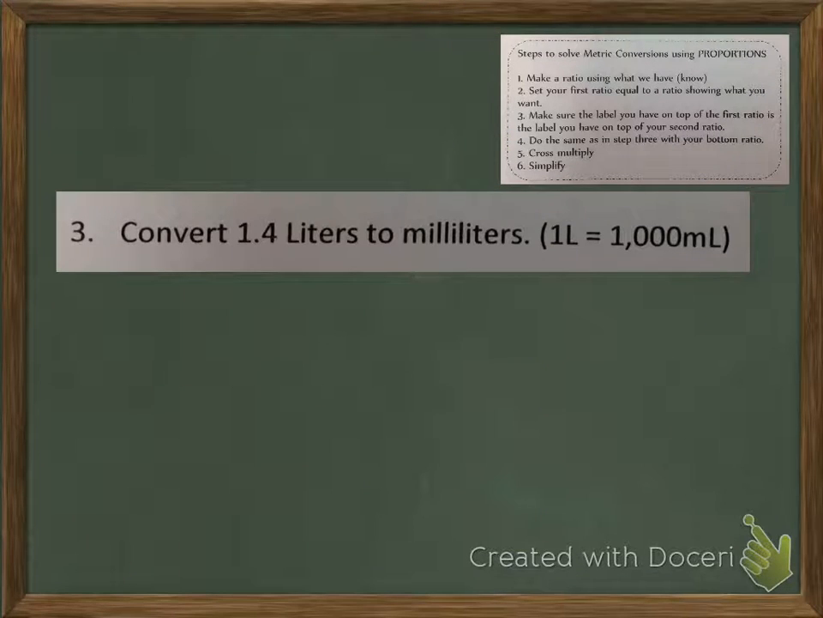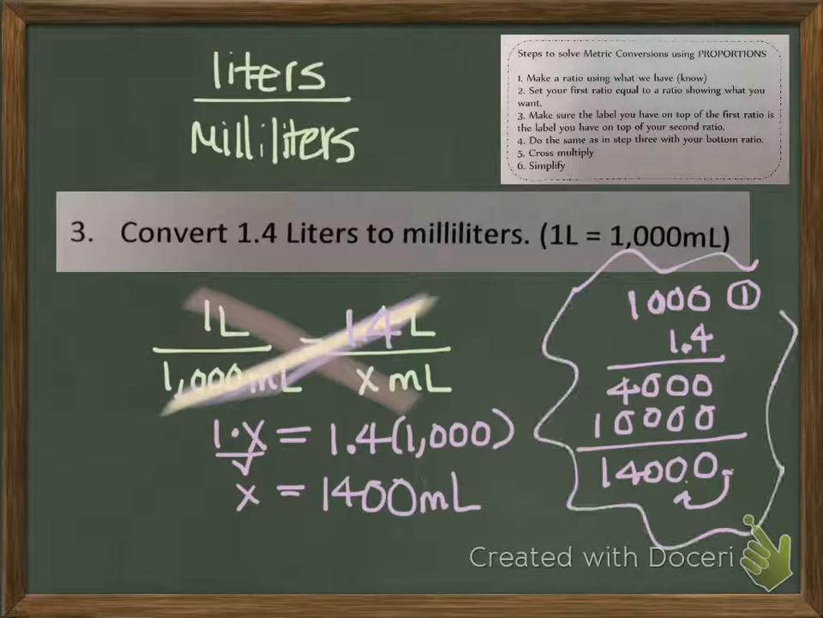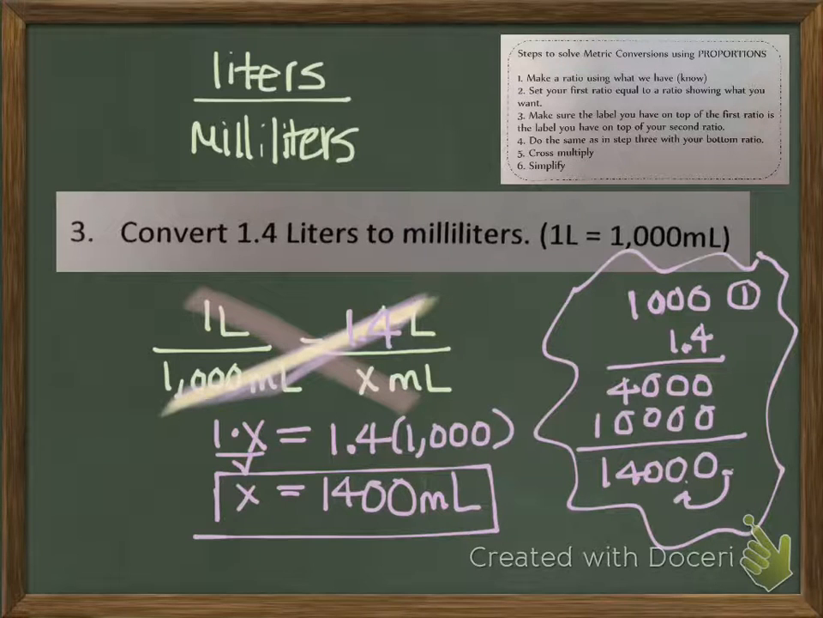I would like you to set this one up on your own and try to solve. When you have finished, press play to check your work. So to set this up, we want to have 1 liter over 1,000 milliliters equals 1.4 liters over x milliliters. Then we cross multiply. 1 times x equals 1 and 4 tenths times 1,000. We come over here and we multiply, and we get x equals 1,400 milliliters.